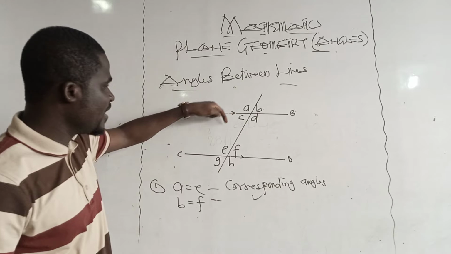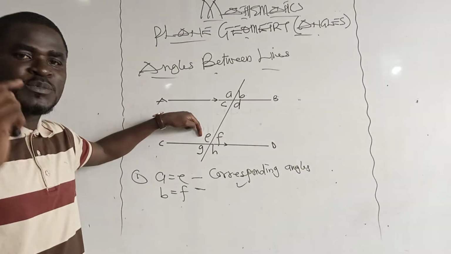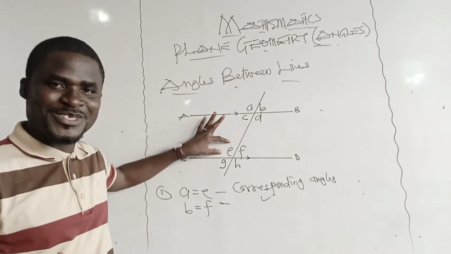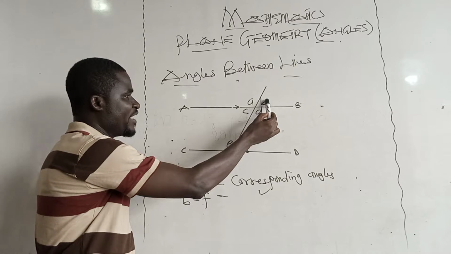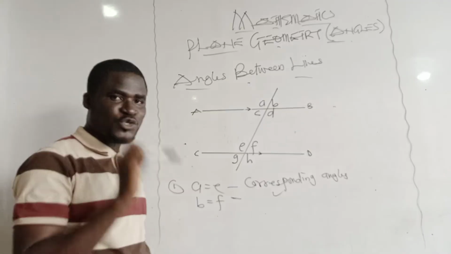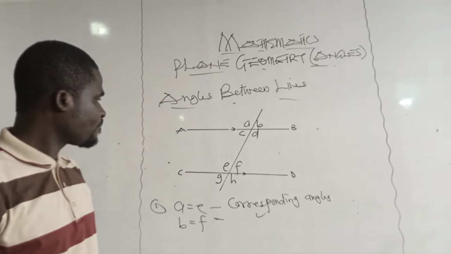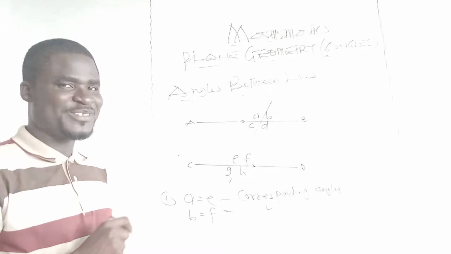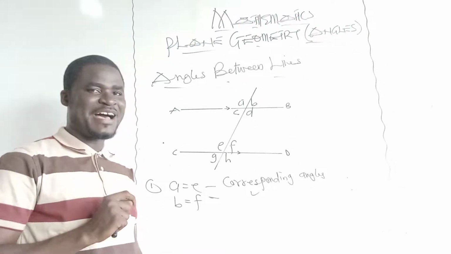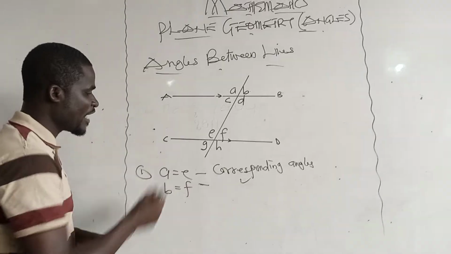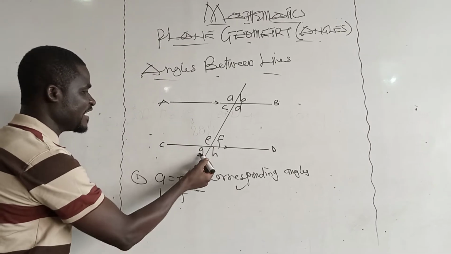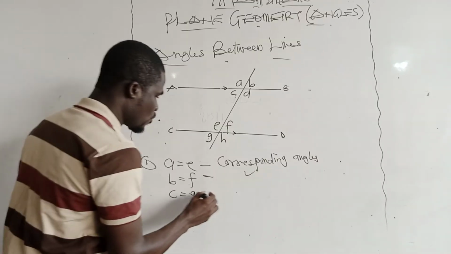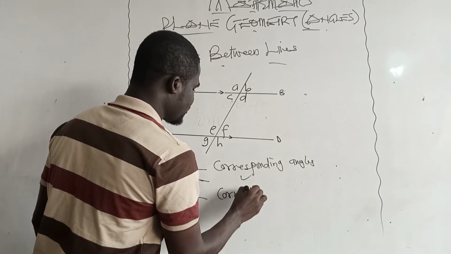So A and E are equal. Corresponding angles are equal. So if here is 20, then E is also 20. So take note. Then we have B and F. They are also equal. Now, can you give me another corresponding angles here? Good. You've done well. So another corresponding angle here will be C and G. So C is equal to G. Also corresponding angles.